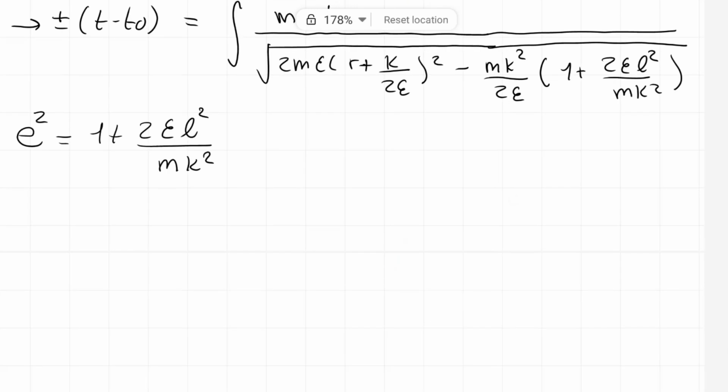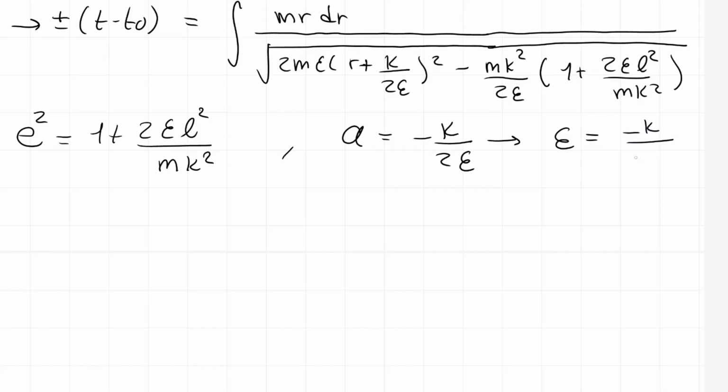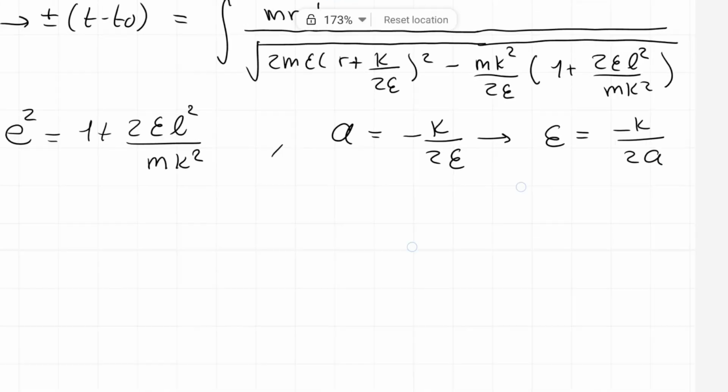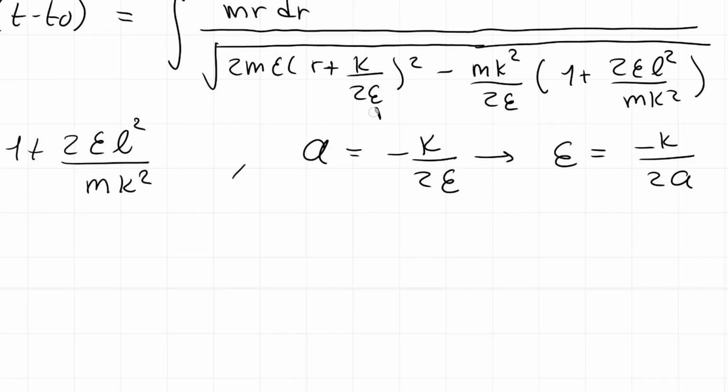And the other thing that we saw at the beginning of the video is that a is equal to negative k over 2E. So that means that E is equal to negative k over 2a. Okay. So look, that is what we have here, and that is what we have here, the eccentricity.